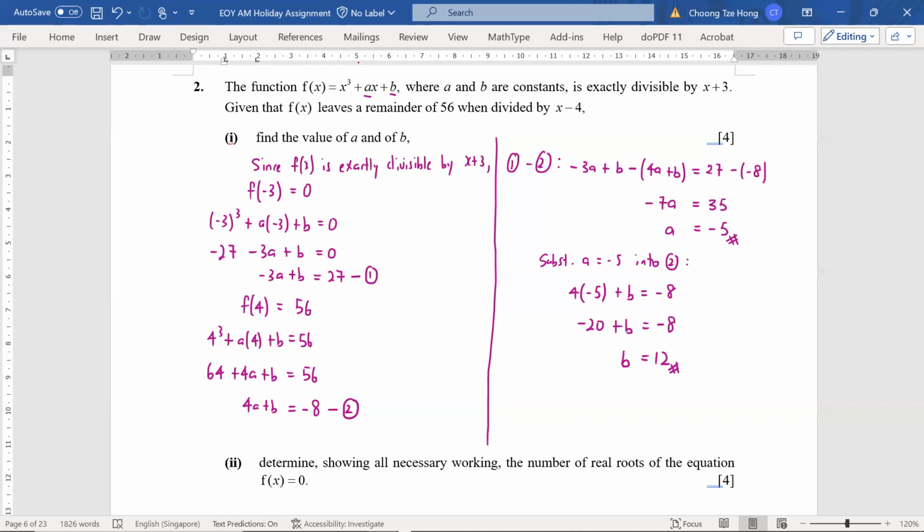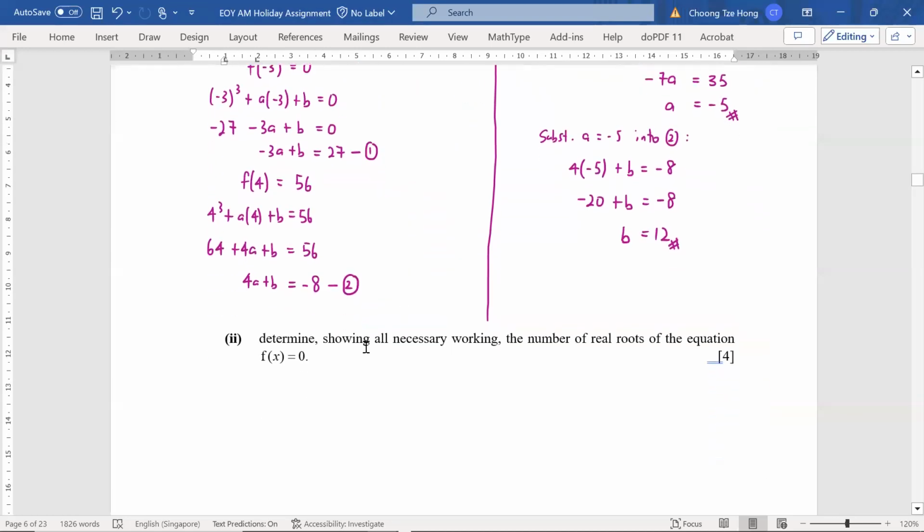Okay, so remember, whenever you see two unknowns, always think of forming two equations. Okay, and then solve those two equations simultaneously to find the two unknowns, right? Okay, let's move on to part 2 of the question.